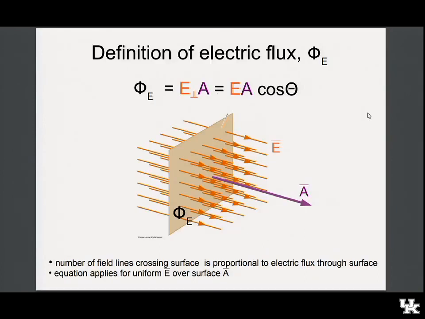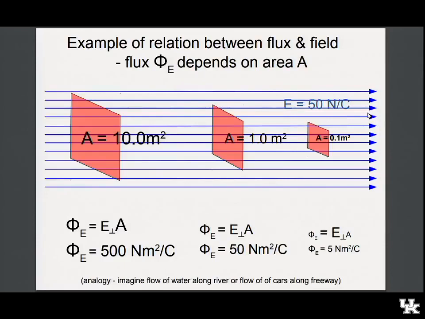Let's make this a little more concrete. I've got this slide and two more slides that I'm going to go through fairly quickly, but they're just quick examples of how the flux depends on the field, it depends on the surface, and it actually depends on the orientation of the surface in the field. And that equation, phi equals E A cosine theta, encodes the dependence on the field, on the surface, and the relative orientation of field and surface. So let's see how all that works.